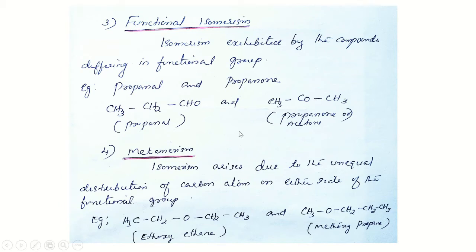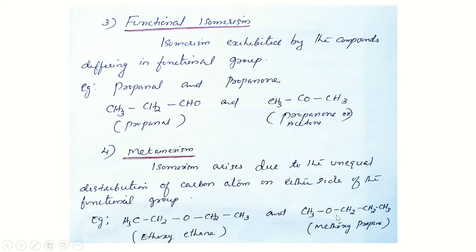That is functional isomerism. And the fourth one is metamerism. Metamerism is due to the unequal distribution of carbon atoms on either side of the functional group. That is, left or right of the functional group, which are attached with a different number of carbon atoms. Here see, left side of this oxygen is 2 carbon atoms, CH2 and CH3. And what about the right side? CH2, CH3. So here 2 equal numbers of carbon atoms are in the left and right of this functional group.